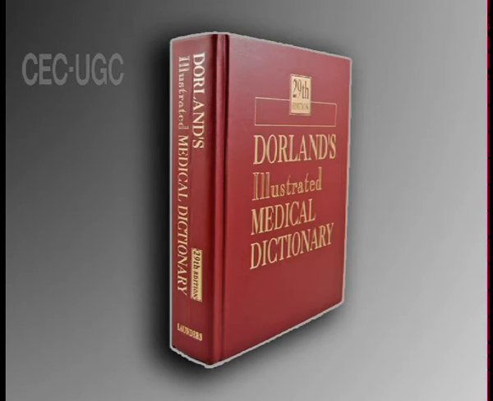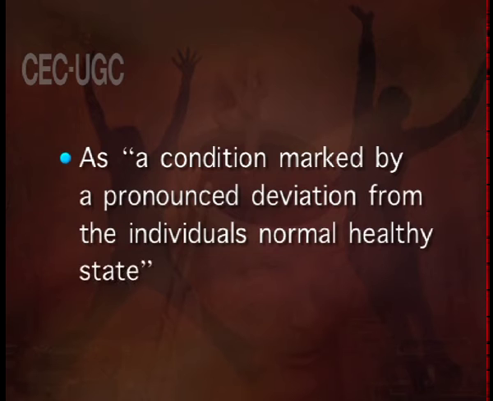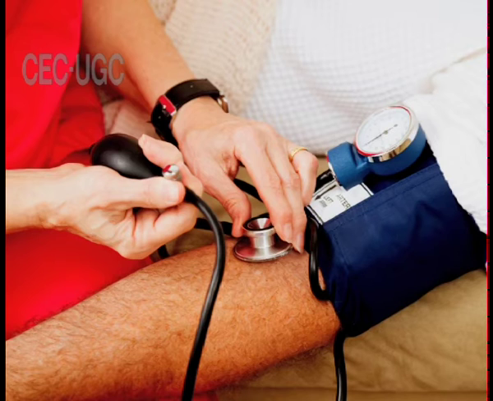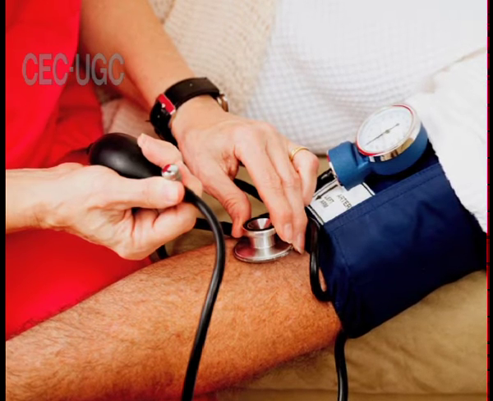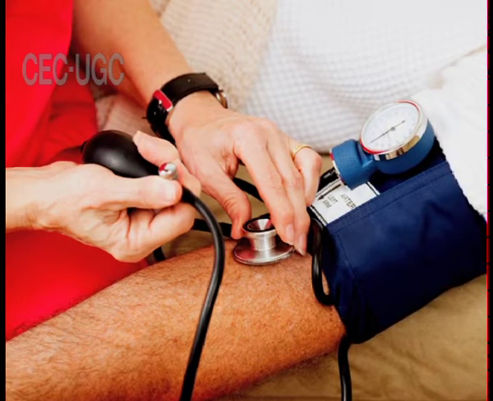Dorland's Illustrated Medical Dictionary defines illness as a condition marked by pronounced deviation from the individual's normal healthy state. Thus, when a person is ill, he is unable to carry out his normal day-to-day activities. He does not have the expected levels of energy and stamina, and in general, he feels unwell.